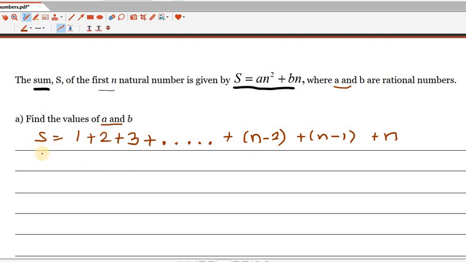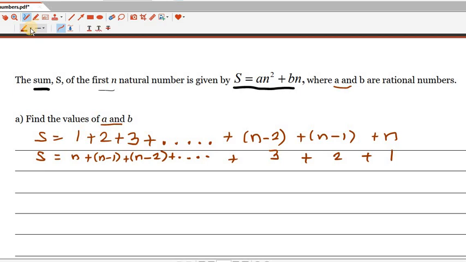So I can also write S in a different way, in the reverse order. I can rewrite this as n plus n minus 1 plus n minus 2 plus dot dot dot plus 3 plus 2 plus 1. Now I've written S in two different ways.